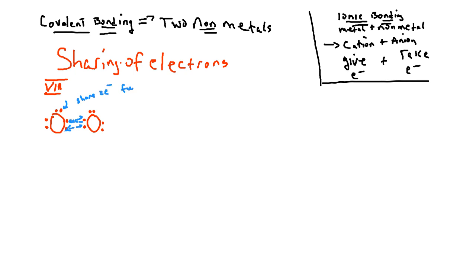And then they both will be happy, right? So that would be an O2 molecule. And this is what we call a double bond, but that's not important. But they're sharing electrons, okay?